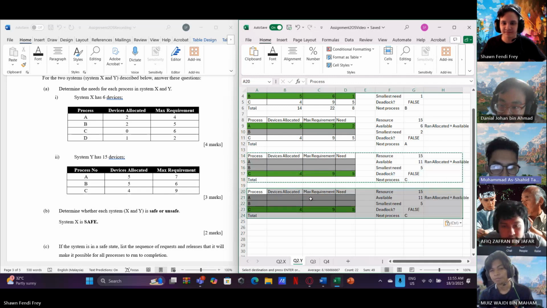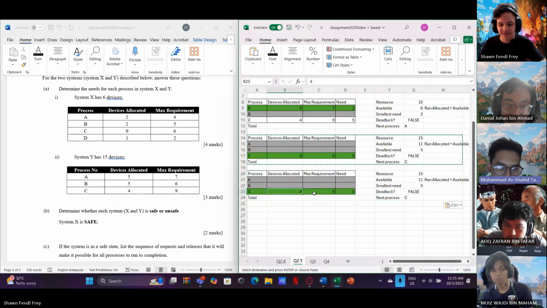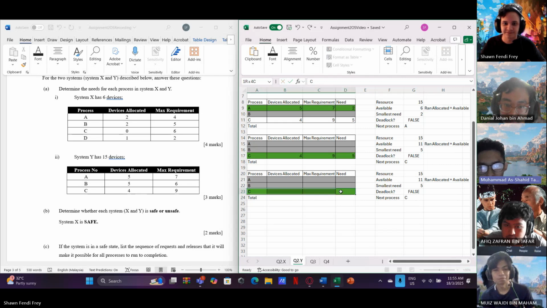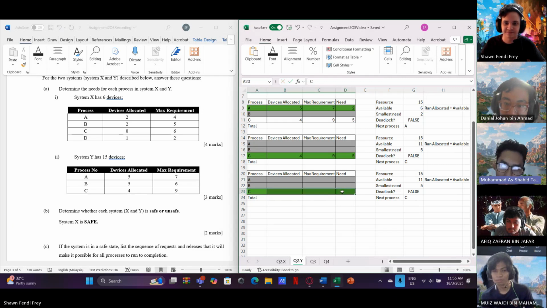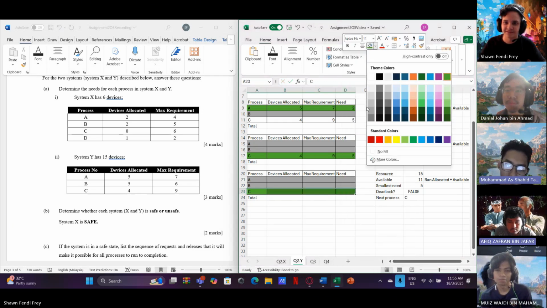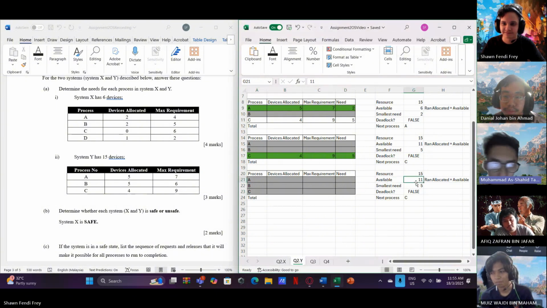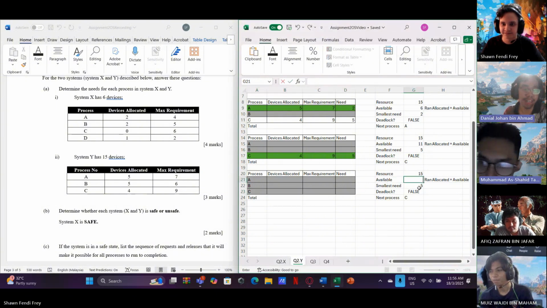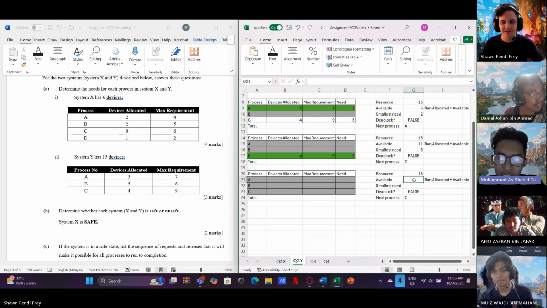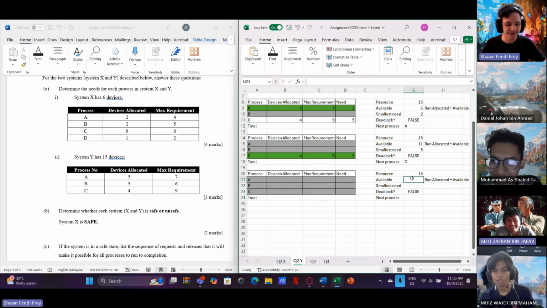So the big question: is system Y safe or not? The answer is safe, since there is no deadlock occurring at all during the calculation process of this program. Okay, so next process is GG. It's going to be false. Next process is GG, already done.